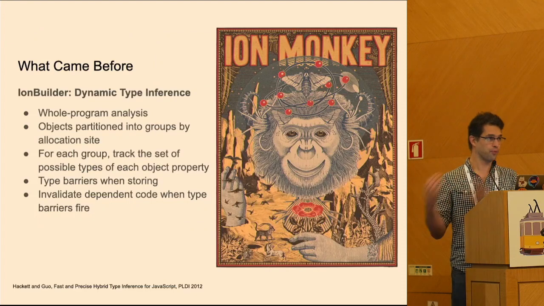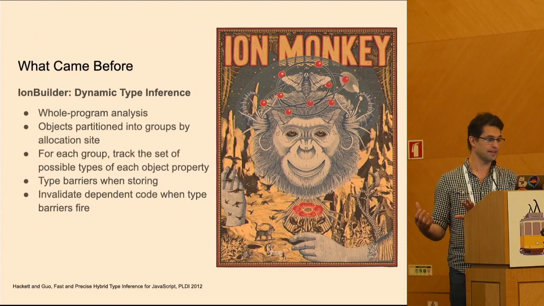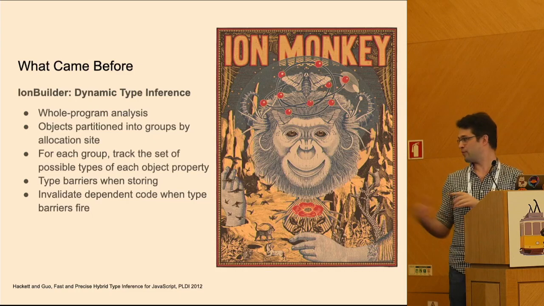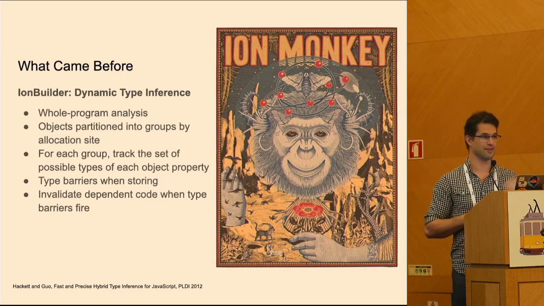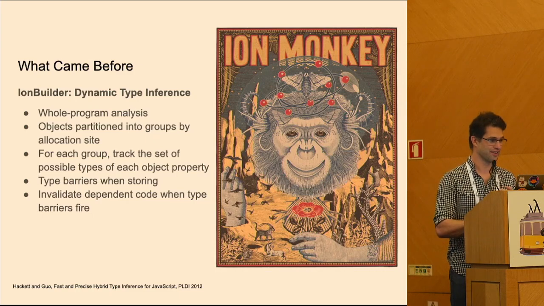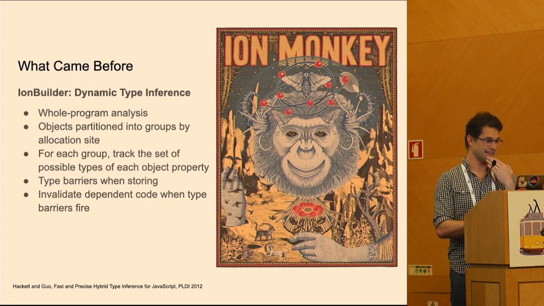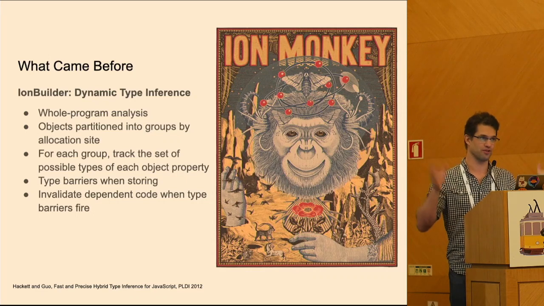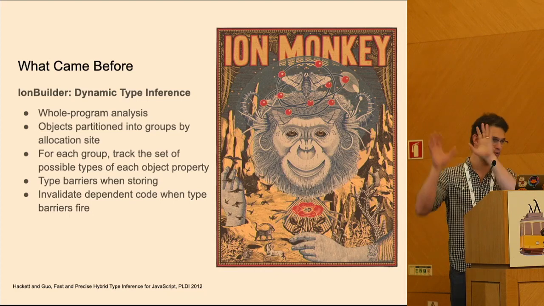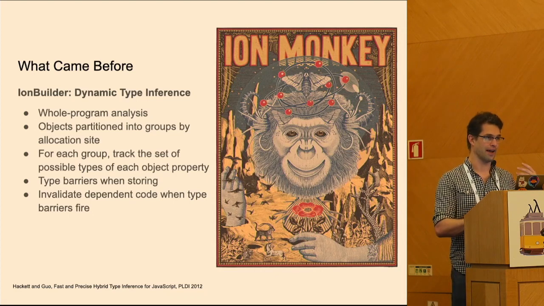Briefly comparing this to what it was replacing, we used to have Ion Builder, which you can see on Matt's shirt, because this was back when we made posters for our projects. It was a dynamic type inference. It did a whole program analysis where we partitioned objects into groups and tracked properties per object. It was all very, very clever, and you can go read the paper about it. But fundamentally, it was very big and complicated and brittle.